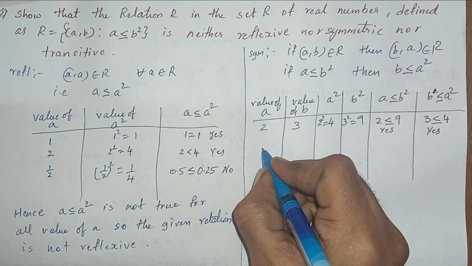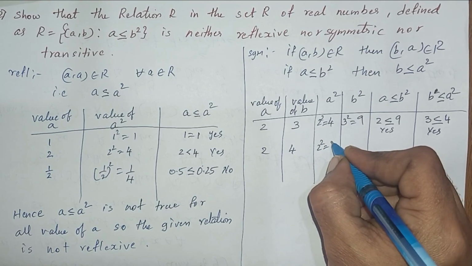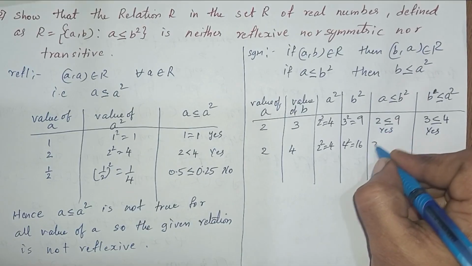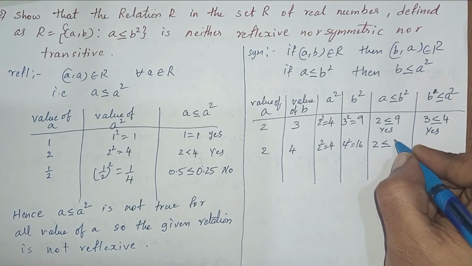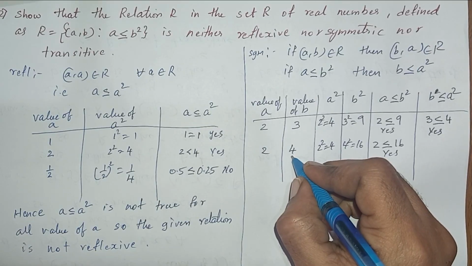Now let us take one more value as 2 and 4. So 2 square is again what? 4. 4 square is 16. So here 2 is less than or equal to 16. Yes, it satisfies. So 2 comma 4 belongs to R.